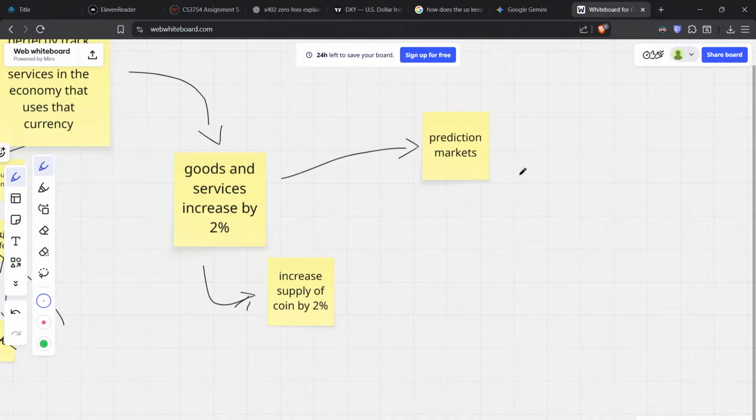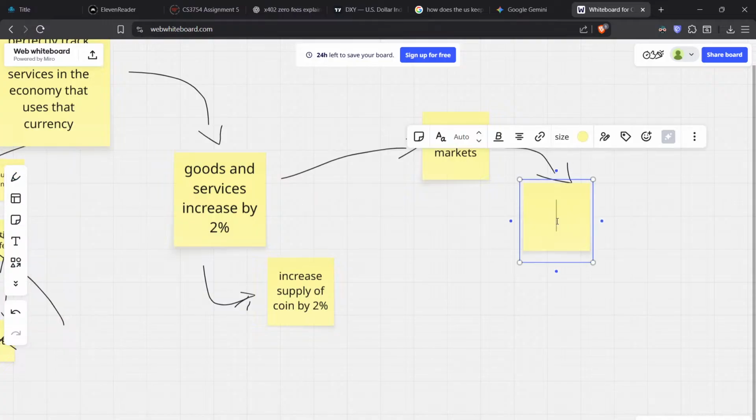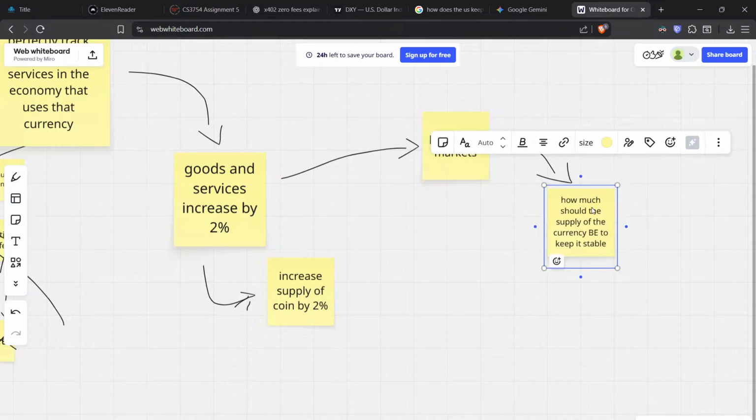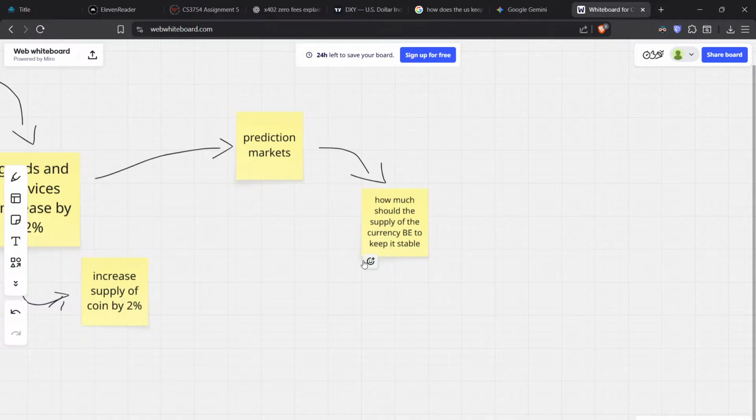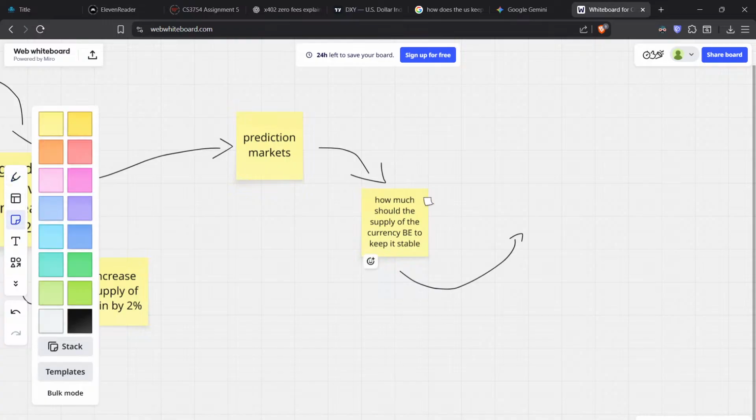that basically allows traders to predict how much the supply of the currency should be to keep it stable. So let's just say this is the market: how much should the supply of the currency be to keep it stable? Okay. Then traders make a prediction and they use their money to predict. They use their tokens, or whatever they use, to make this prediction. And after they make this prediction, we check the results. We check the results on chain automatically.